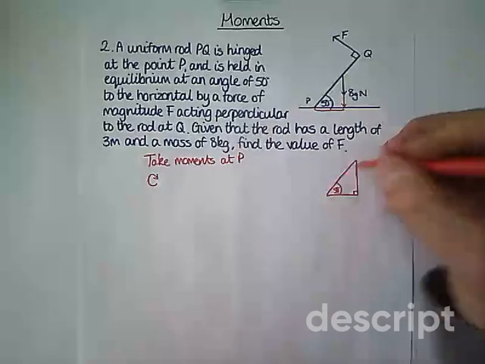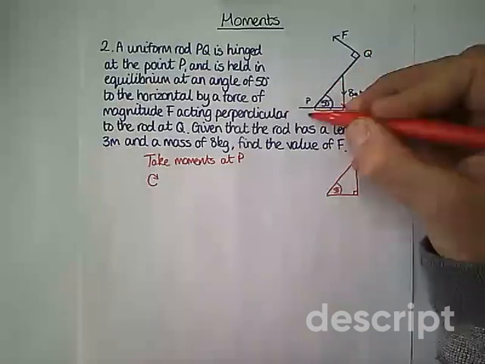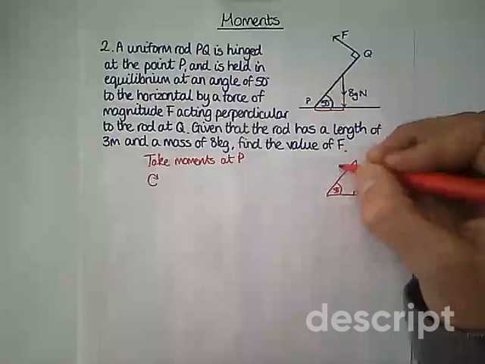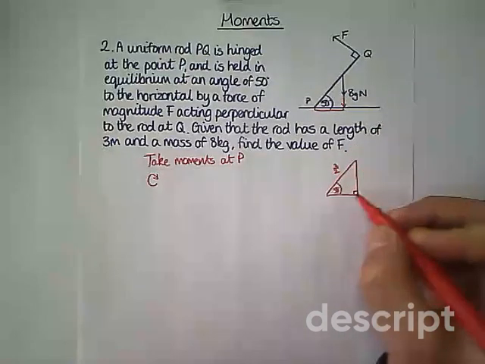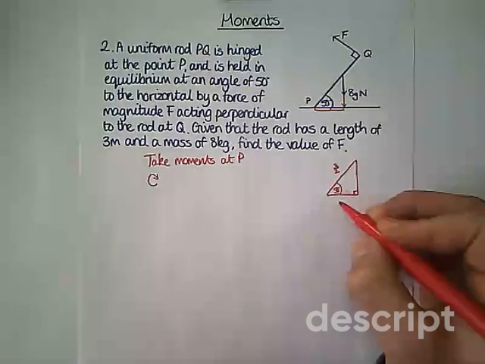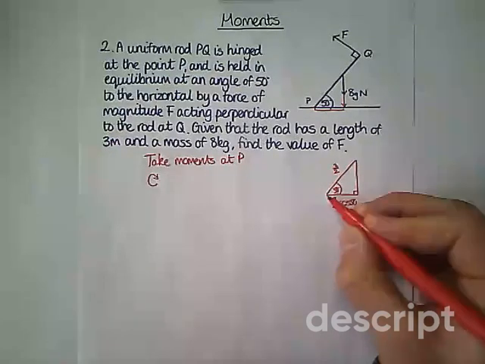Now, what do I know about this? Well, if the whole rod is 3 meters long and it's uniform, so the weight acts in the center, then this length here is 3/2. Using trigonometry, I want to find the adjacent side. That is the hypotenuse times cos of the angle. So it's 3/2 cos 50 is this length.